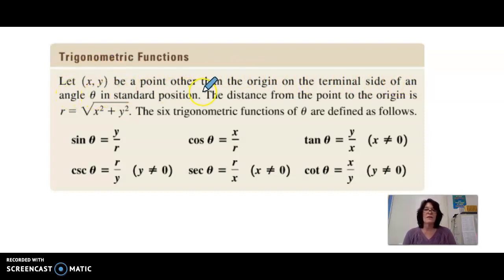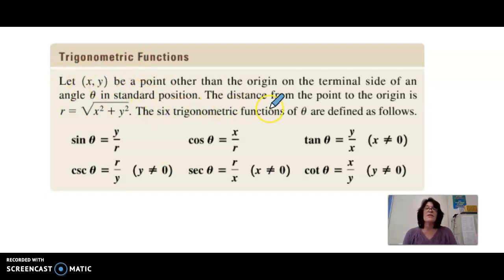In standard position. Okay, so all that is what we did in 1.1 and 1.2, just making sure you understand what terminal side means and what standard position means. That means the initial side is on the positive x-axis, and we're opening and going to the terminal side. The distance from the point to the origin is, of course, this. We showed why. That's just the Pythagorean theorem, r squared equals x squared plus y squared, but they went ahead and did the square root.